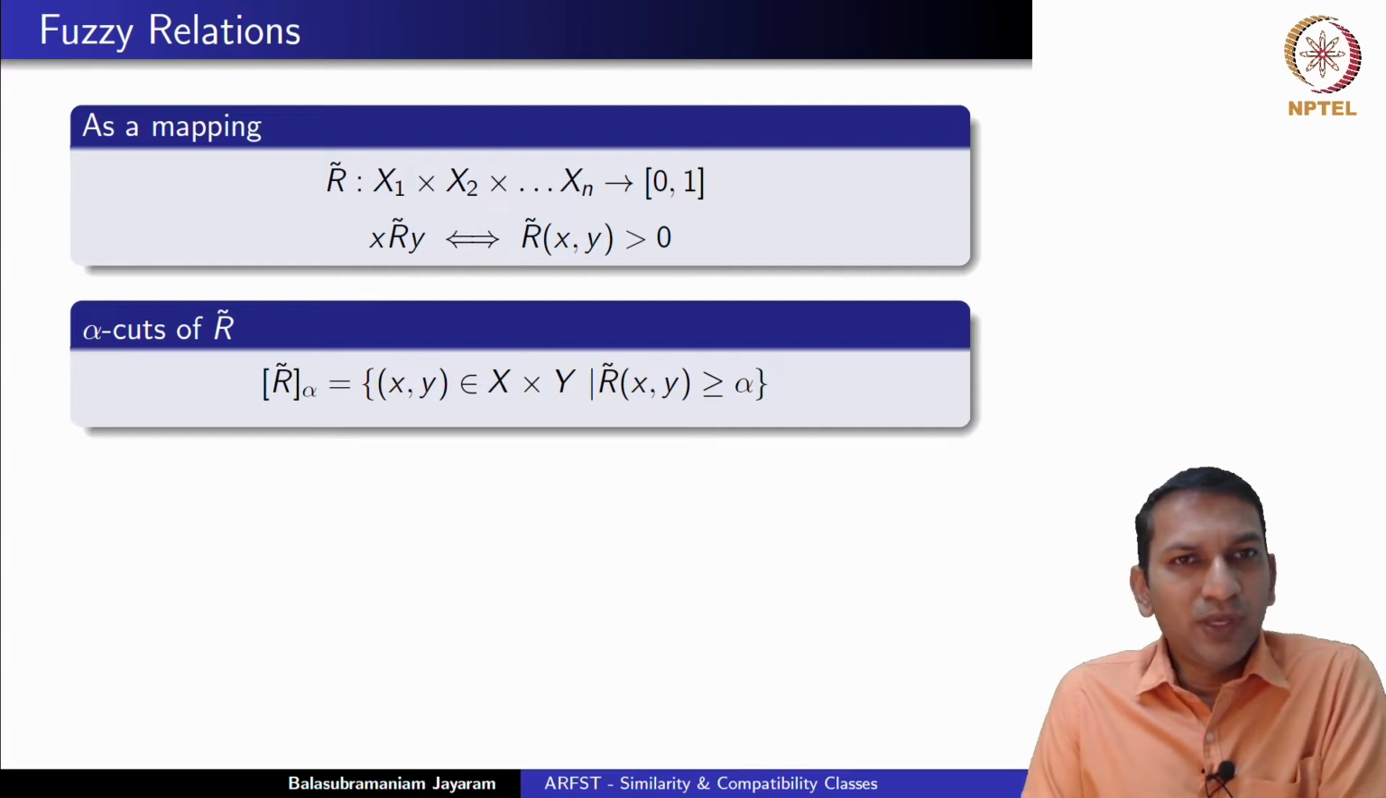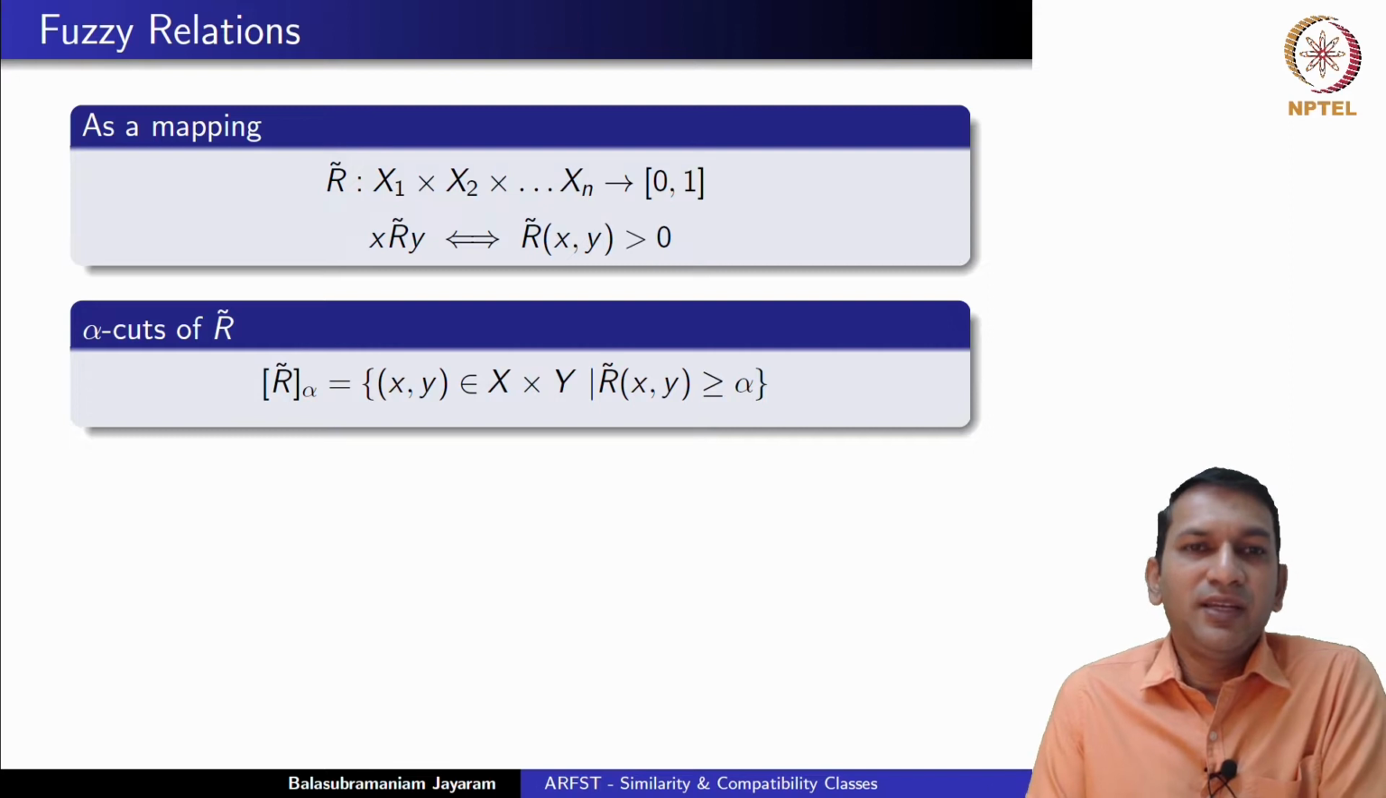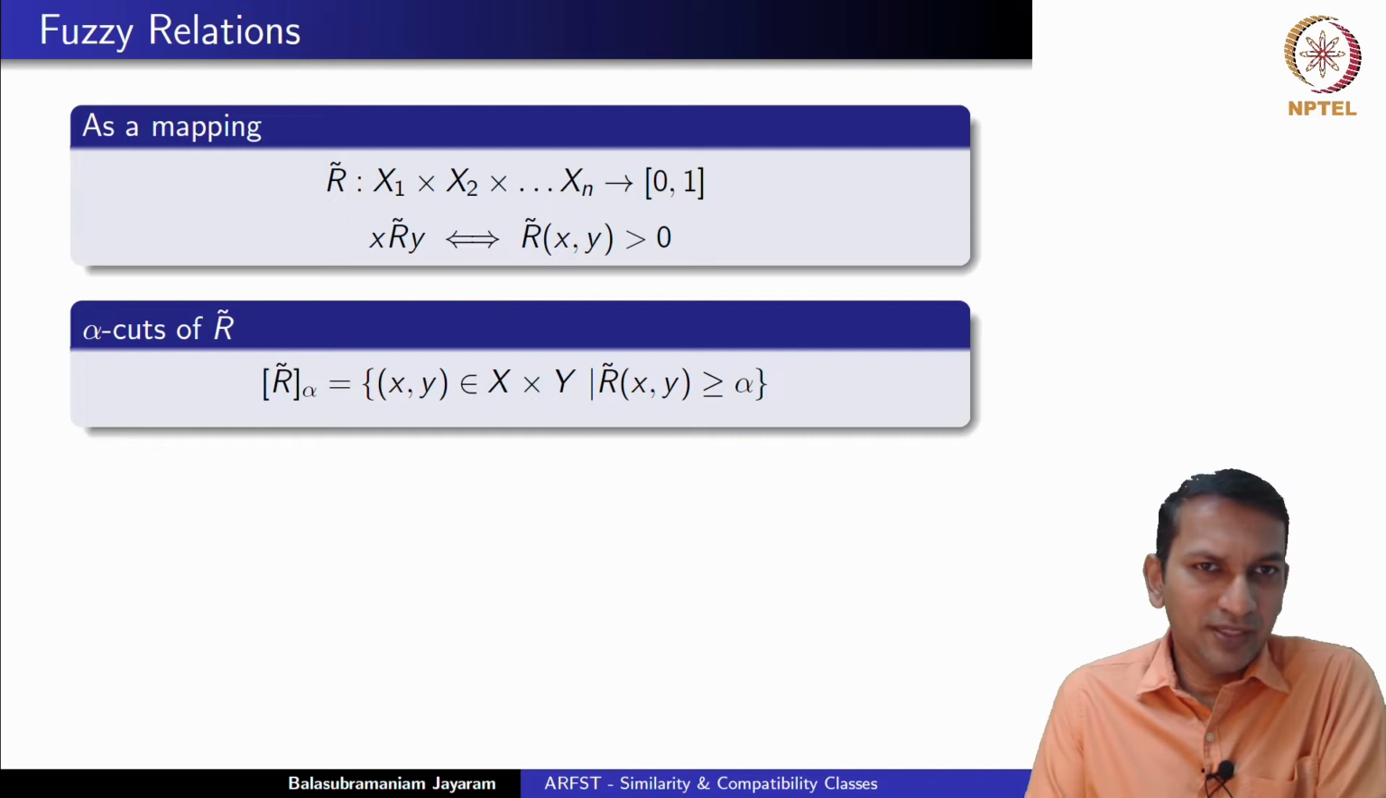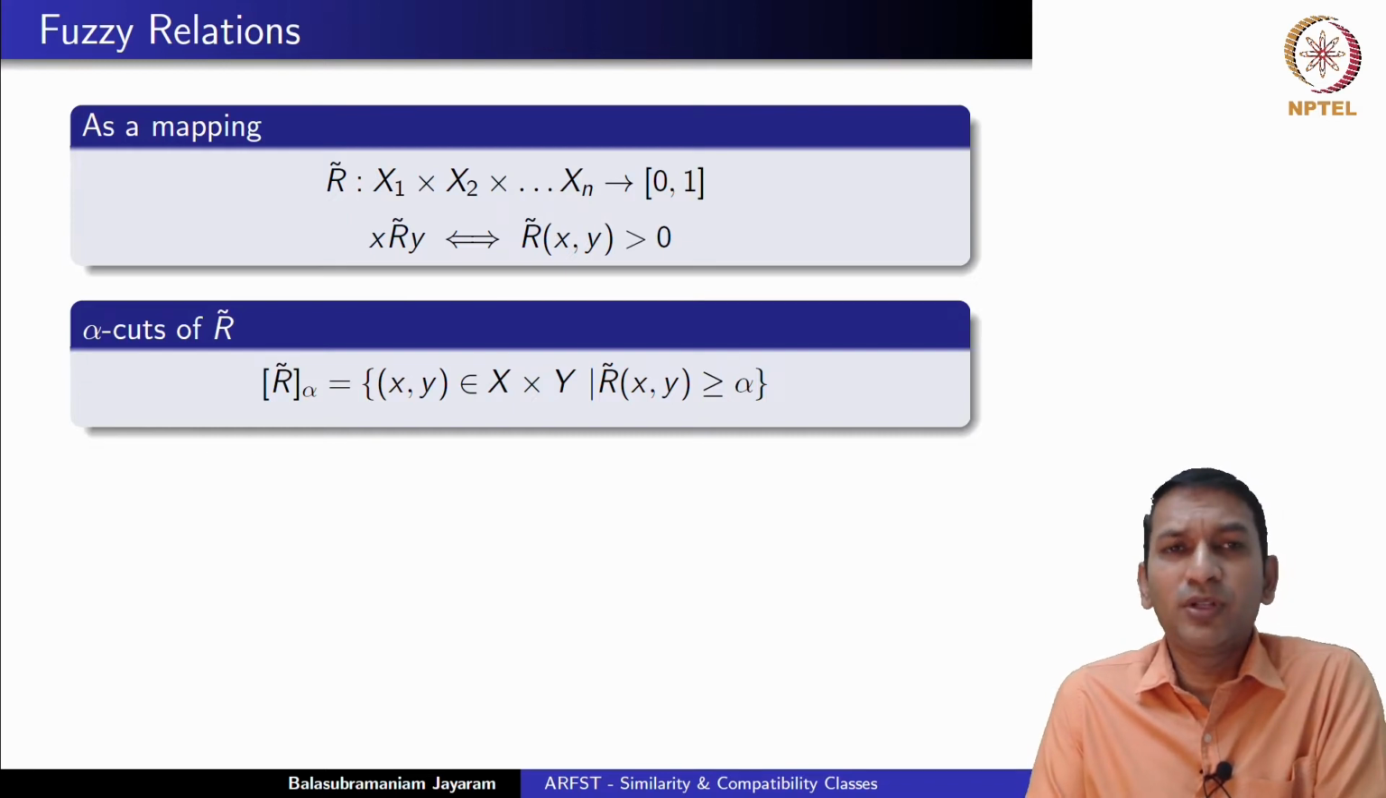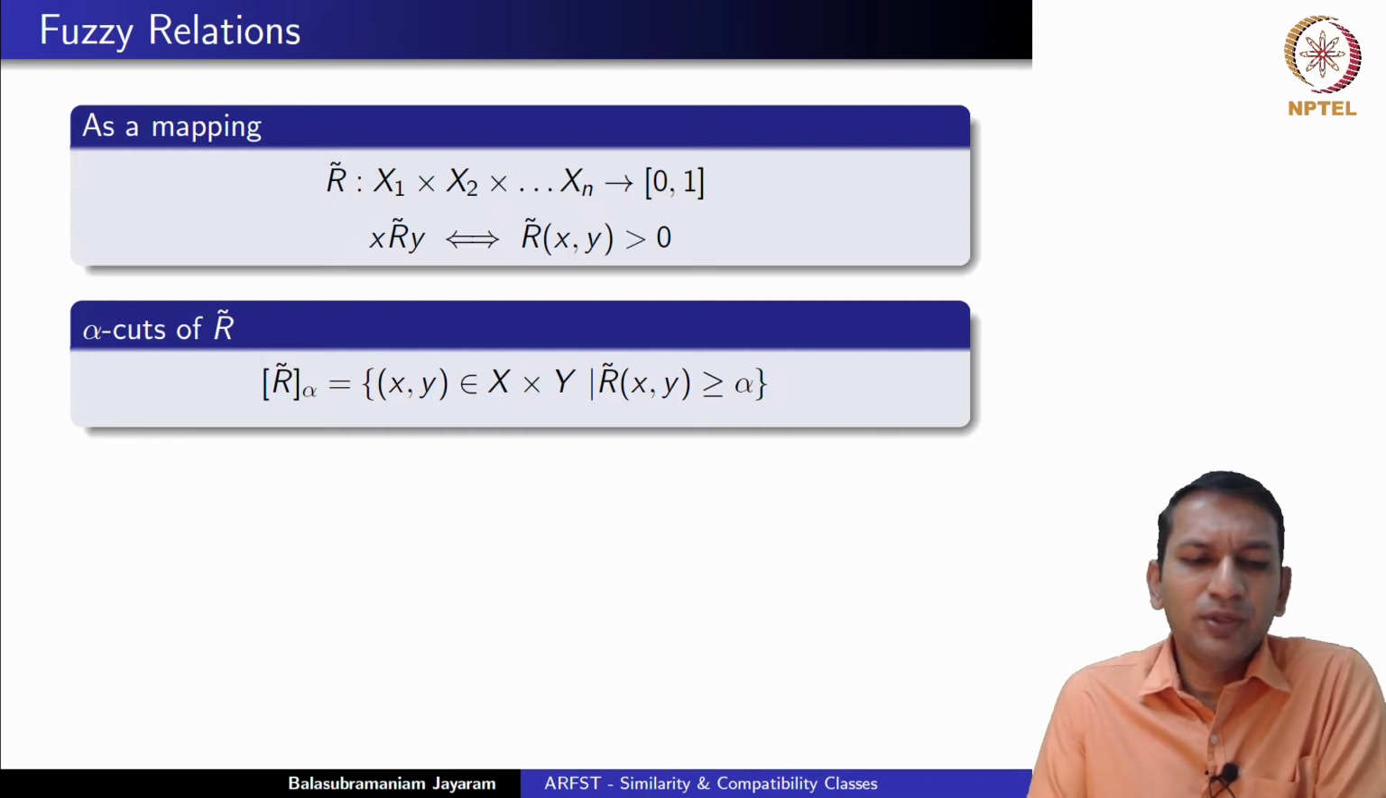Since they can also be viewed as multidimensional fuzzy sets, we could apply many of the concepts that we had on fuzzy sets. For instance, we could talk about alpha cuts. For each alpha from the level set, if you consider the alpha cut, you pick up elements which belong to the relation to degree greater than or equal to alpha. This gives a subset of the Cartesian product of the spaces.